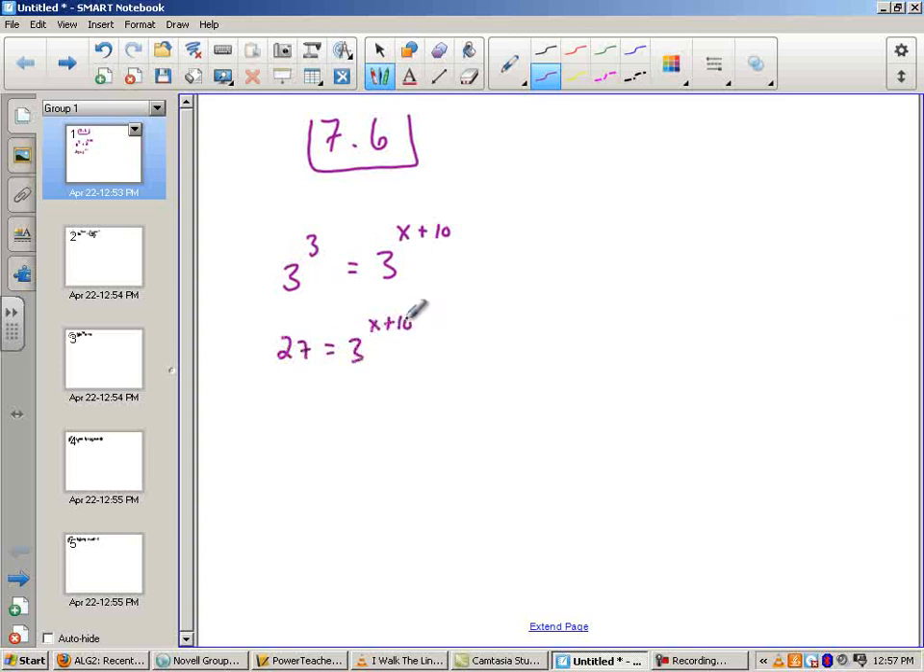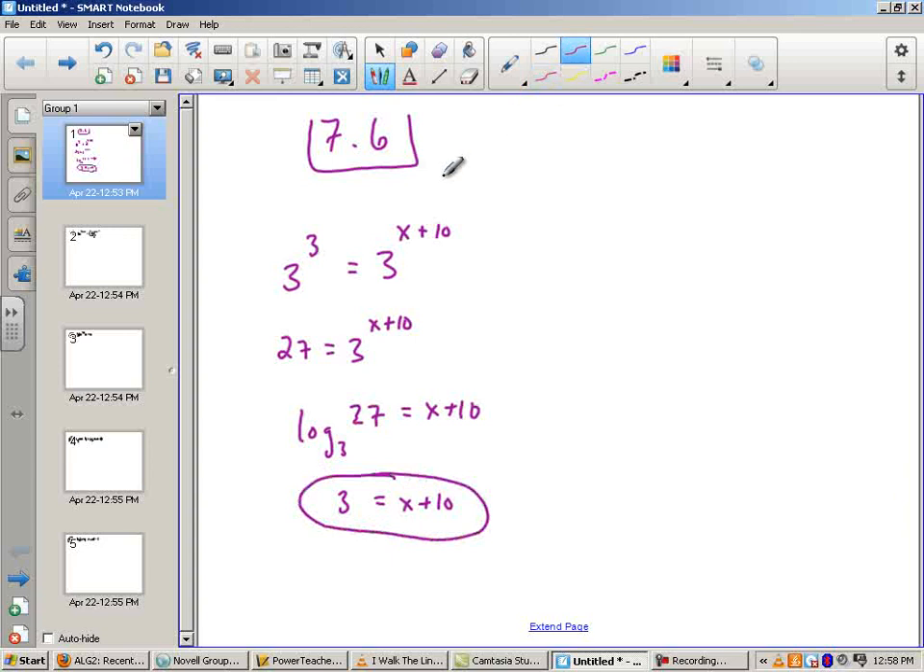equals 3 to the x plus 10, and then if I build the logarithm, log base 3 of 27 equals x plus 10, well, this is 3 equals x plus 10, and then I would subtract the 10 and get negative 7. And that's great, but what I want you to notice right here is that this is identical to saying that the exponents in the original problem were equal to each other. That's true specifically because the bases of those exponents are identical.